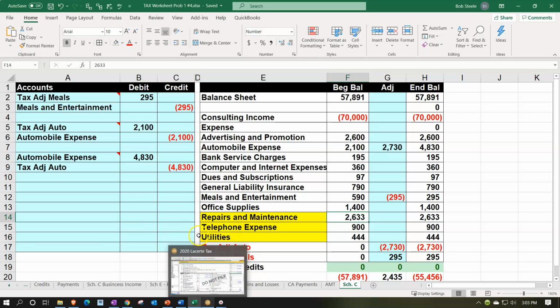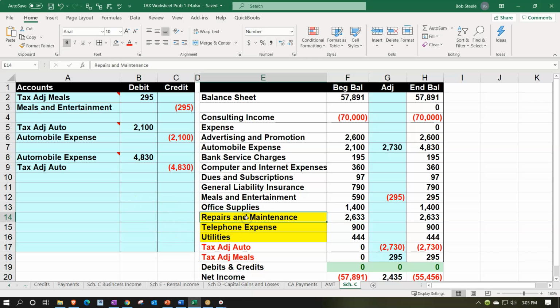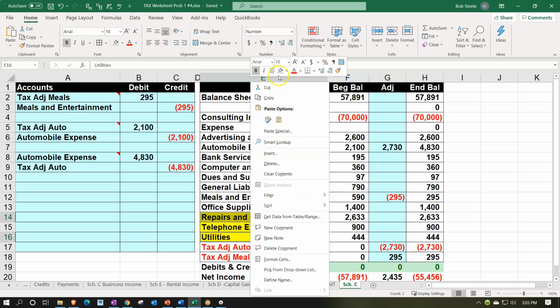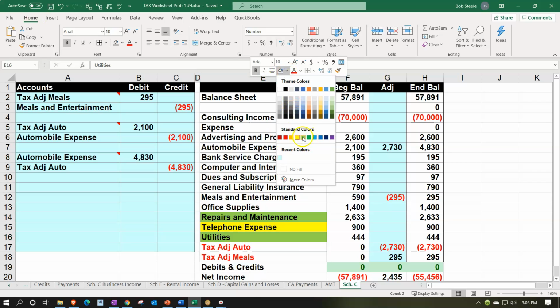If I go back over, we're going to say, all right, well then, like this amount here on the repairs and maintenance and the utilities, I'm going to say that the telephone they're going to do something different with. So this one and this one are the ones we're working on. So I'm going to greenify those.